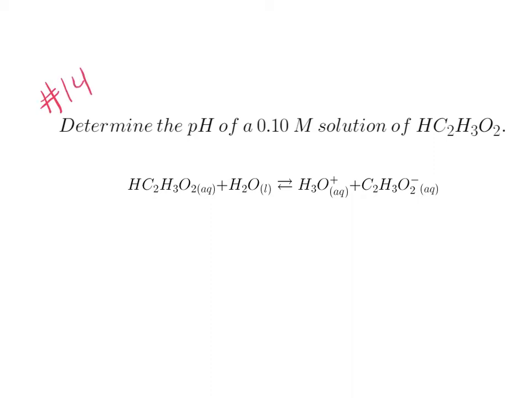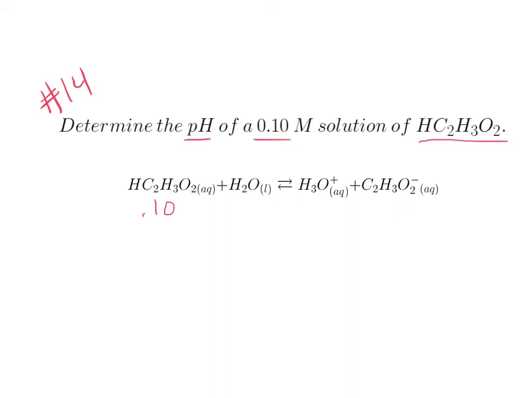It says determine the pH of a 0.10 molar solution of HC2H3O2. Remember, that's acetic acid. So we're given the initial concentration of 0.10 molar. The problem is not all of this 0.10 molar will turn into H3O+ and C2H3O2-. Whatever these numbers over here will be, something less than 0.1, and here again something less than 0.1. But I don't exactly know how much.